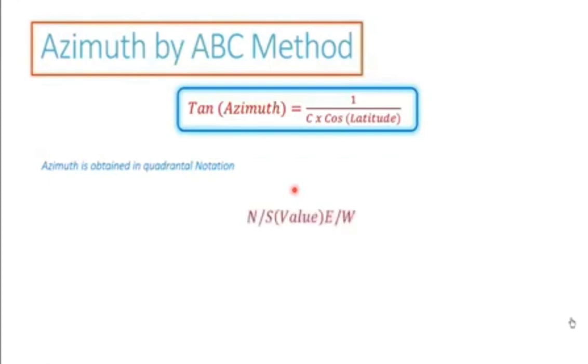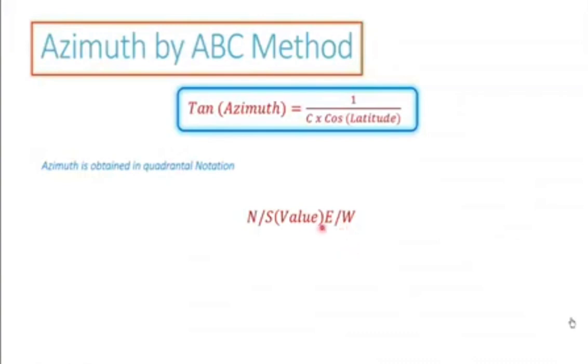Now, in quadrantal notation, whatever value you obtain has to be prefixed by either north or south, and it has to be suffixed by east or west. You will have the north-south name before the value, and the east-west name after the value. So the formula is going to give us the value or the magnitude of the azimuth. How do we now decide whether it is north or south in the beginning and east or west in the end? Or in other words, how do we decide what is the quadrant in which the azimuth lies?